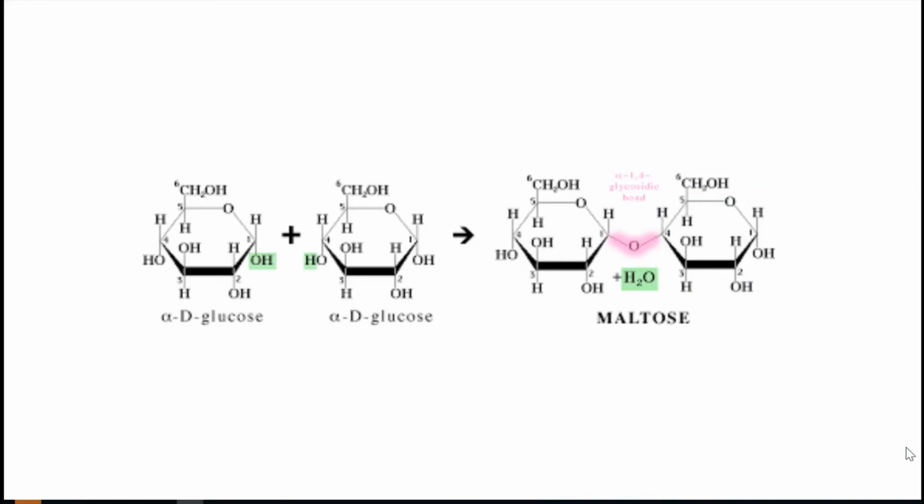This is the same exact reaction. We see two monosaccharides being joined through a dehydration synthesis reaction or a condensation reaction to create the disaccharide maltose.